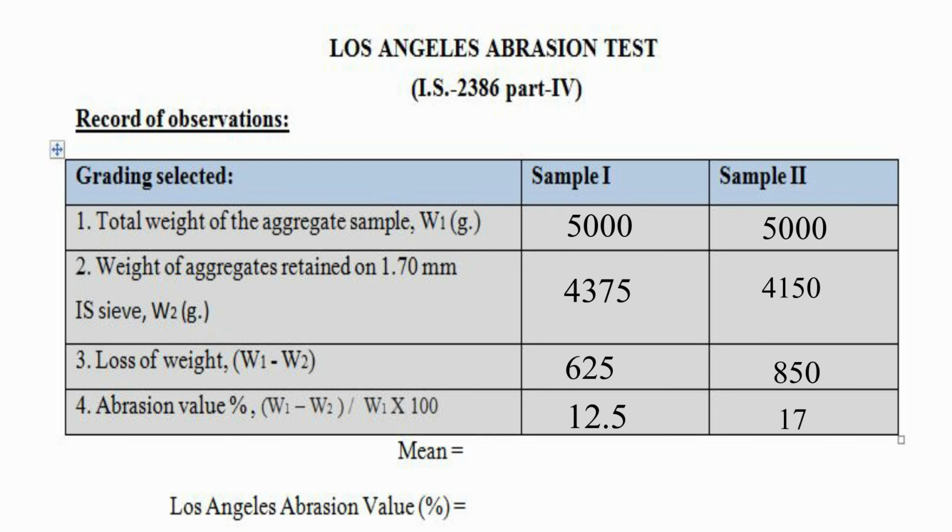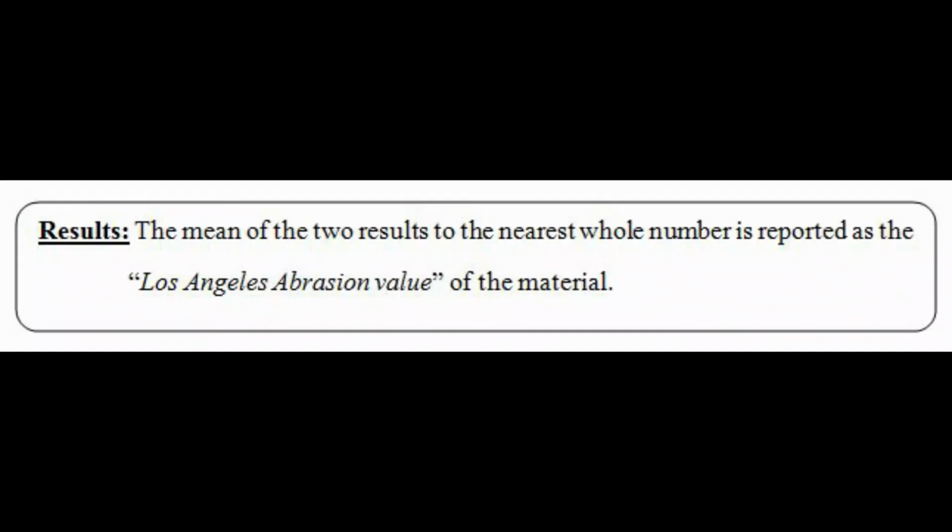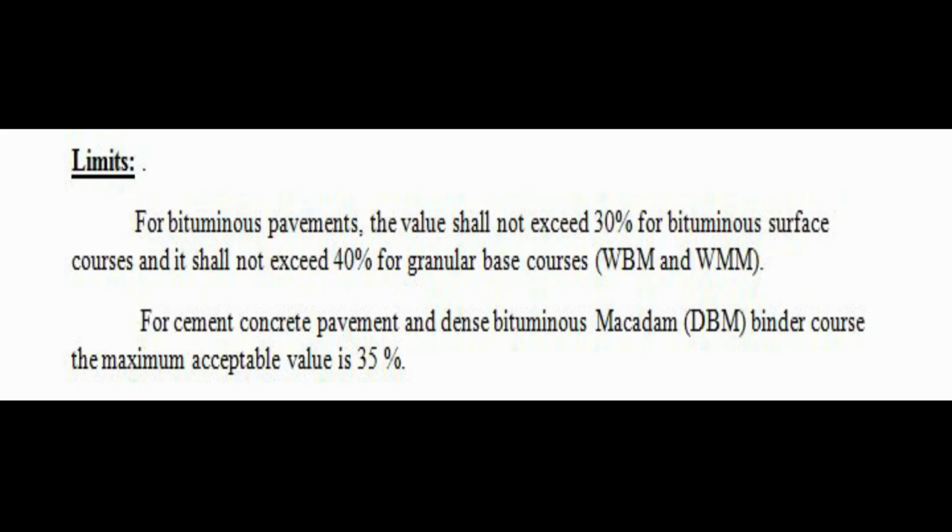The mean of the two values is 14.75, and the abrasion value is equal to 14.75%. Result: the mean of the two results to the nearest whole number is reported as the Los Angeles abrasion value of the material. Limits: for bituminous pavements, the value shall not exceed 30% for bituminous surface courses, and it shall not exceed 40% for granular base courses.